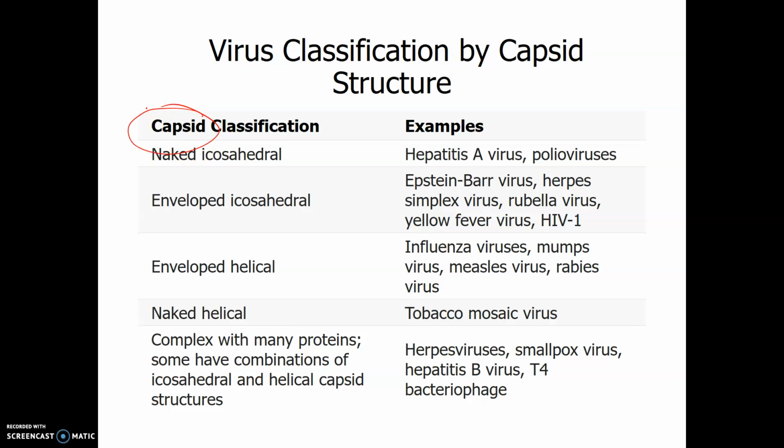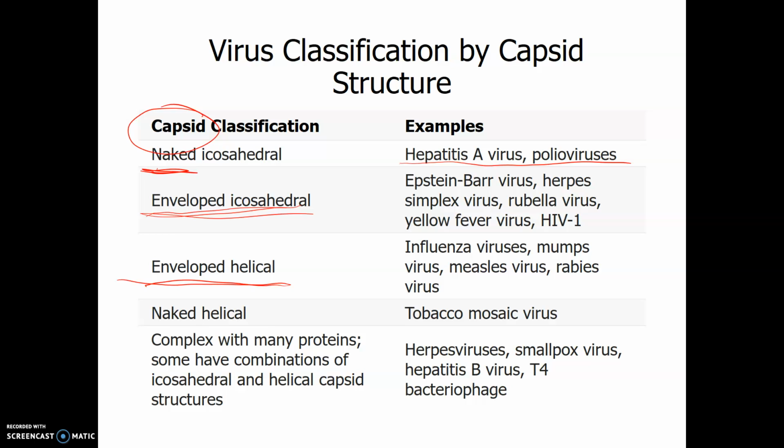and some viruses that have naked icosahedral capsids. That means they don't have an envelope. The word naked means they don't have an envelope. Those are hepatitis A and the polioviruses. Some enveloped icosahedral are Epstein-Barr virus, herpes simplex virus, rubella virus, yellow fever virus, and HIV-1. And some enveloped helical, it means the capsid is a helical shape, are influenza, mumps, measles, rabies.